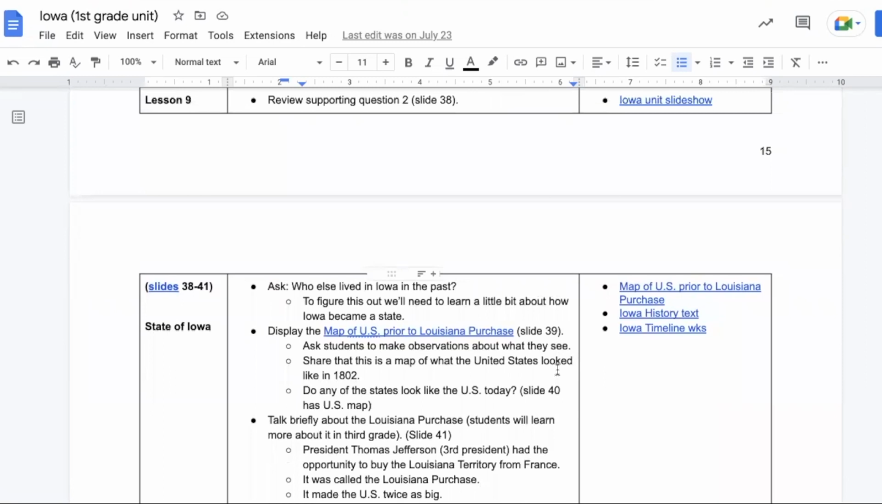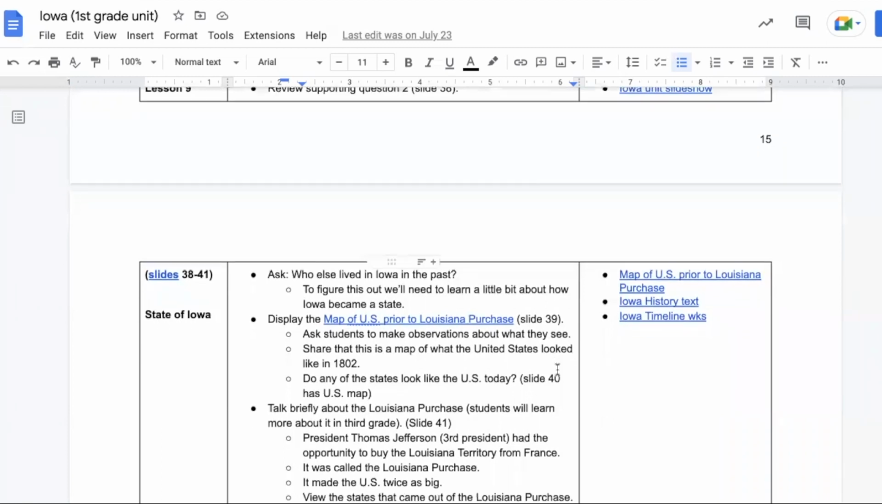Lesson 9, we learn more about who else lived in Iowa in the past, and in order to do that, we have to figure out a little bit about how Iowa became a state. So we spend just a teeny bit of time talking about this thing called the Louisiana Purchase. And this is something that students will spend time on in 3rd grade, 5th grade, and 8th grade. So don't feel like you have to spend a lot of time on this one.